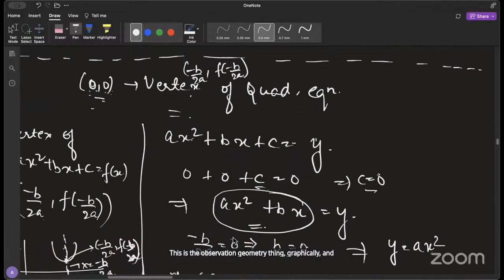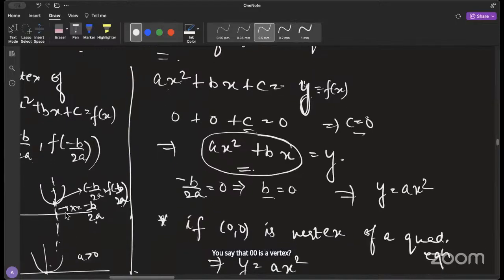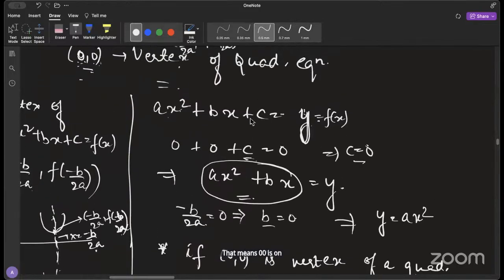And then if you do it algebraically, let's assume your equation to be ax squared plus bx plus c equals the function, right? Y is the function, f(x). This is how you write functions. You say that (0, 0) is a vertex. That means (0, 0) is on the graph. That means (0, 0) satisfies this equation, right? Put y equals 0, x equals 0, you will get c equals 0. Is this point clear to everyone?